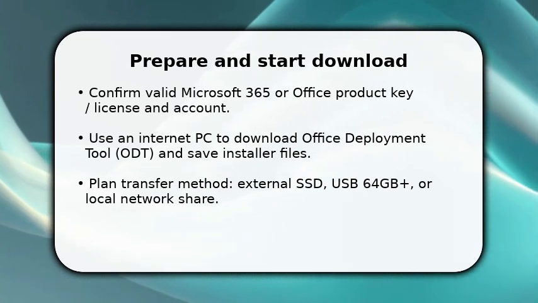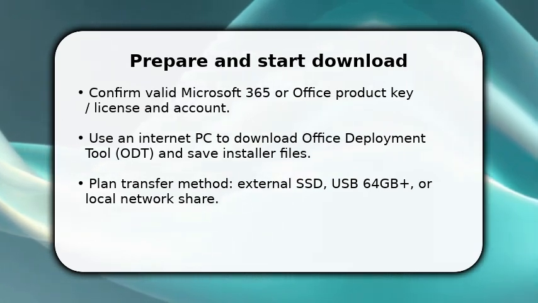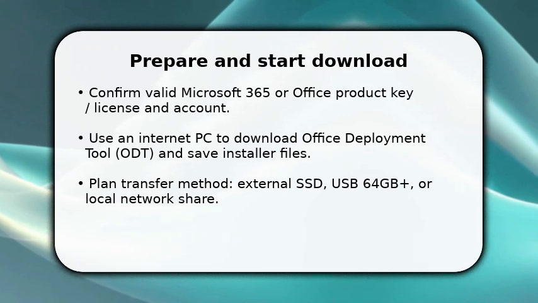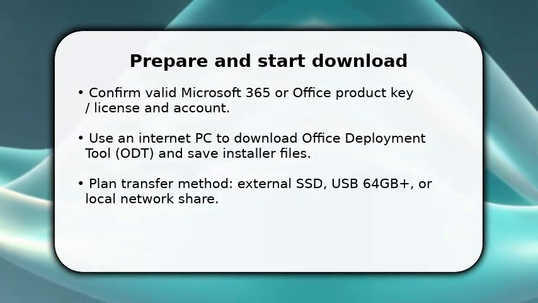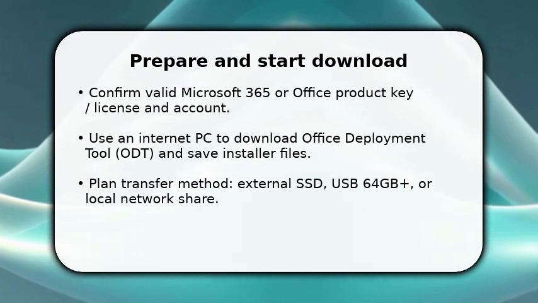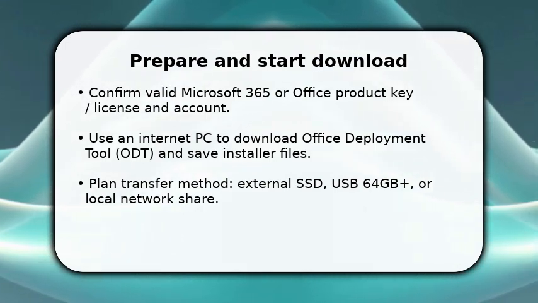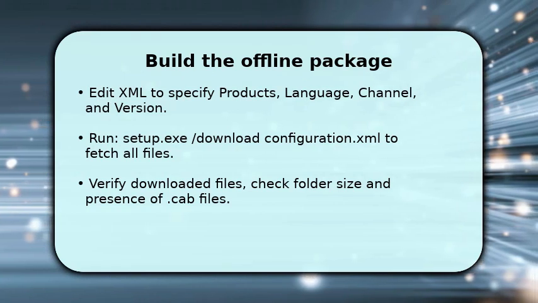Next, create a simple XML configuration pointing to the source and languages. Now run ODT with that XML to download the full offline installation files to the folder you created. You'll now assemble the offline package using the downloaded files.